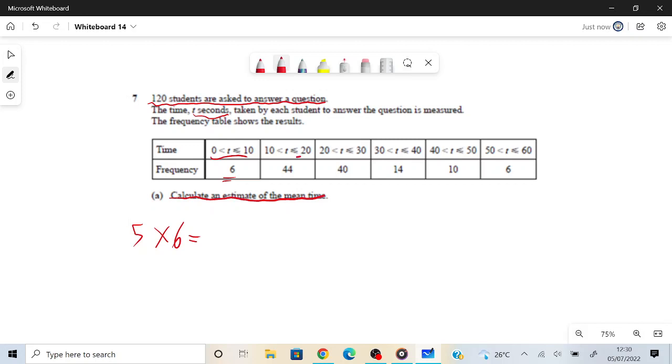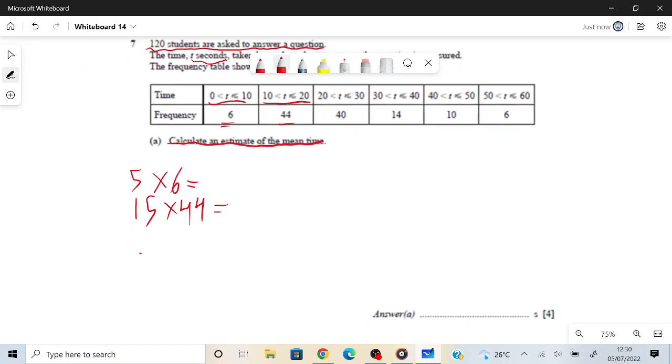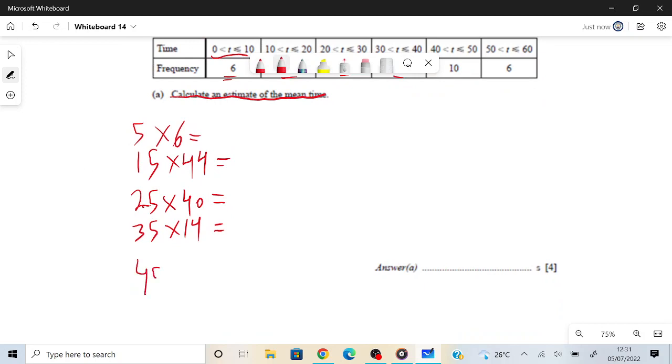The next one, 10 to 20, the mid value is 15, and you times it by 44 because that is the corresponding frequency. 20 and 30, the mid value is 25, and you times it by 40 because that's the corresponding frequency. 30 and 40, mid value is 35, and you times it by 14 because that is the corresponding frequency over here. 40 and 50, mid value is 45, and then you times it by 10, corresponding frequency, 10. And then 50 and 60, mid value is 55, and you times it by 6, which is the corresponding frequency.